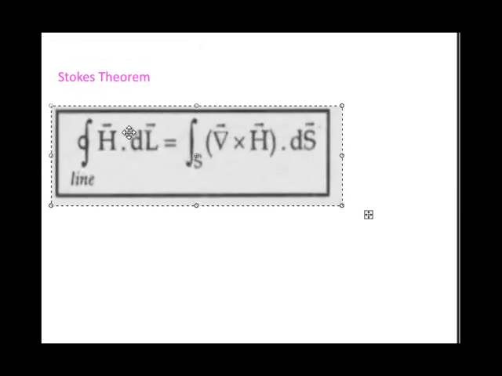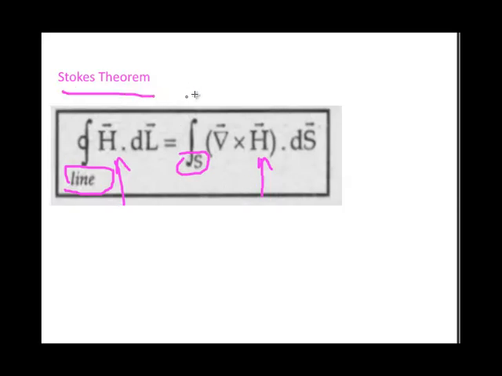So this is Stokes theorem showing the equation. On left hand side we have H and on right hand side we have H. On both sides we have H, and the type of integration is line integration on one side and surface integration on the other side. So this Stokes theorem can be used as the application. We can use the Stokes theorem to convert the line integration into surface integration, or vice versa, because we have H here.